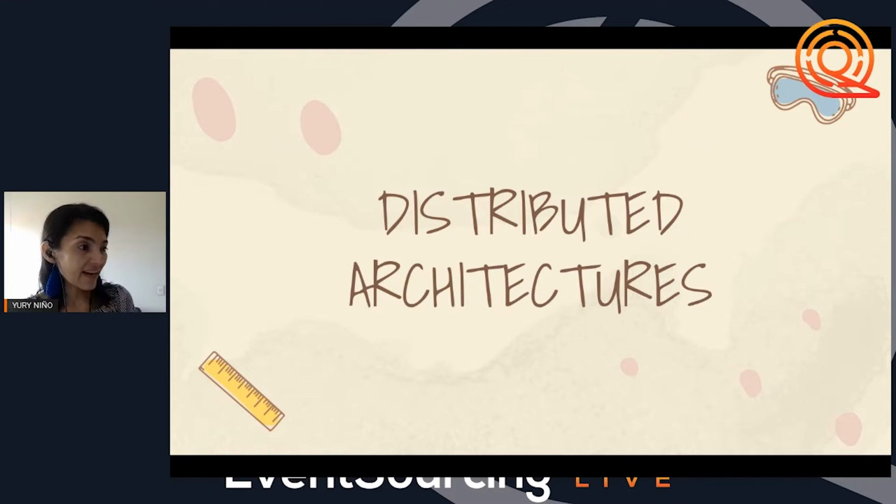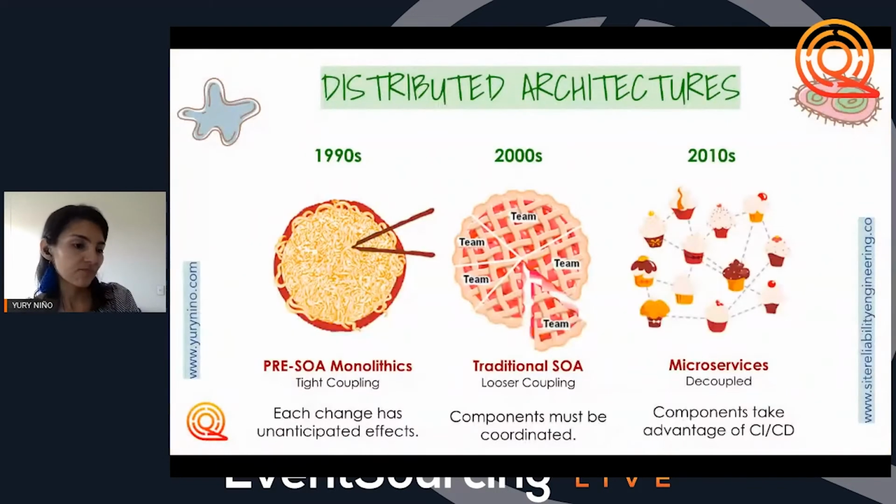So let me start with a short context regarding distributed architectures. Probably this picture is familiar to you. For me, it is a funny way to explain how our architectures evolve from the classical monolithic structures to distributed architectures based on microservices. Basically, they distribute the business logic in small components known as microservices, which abstract and implement specific functions.